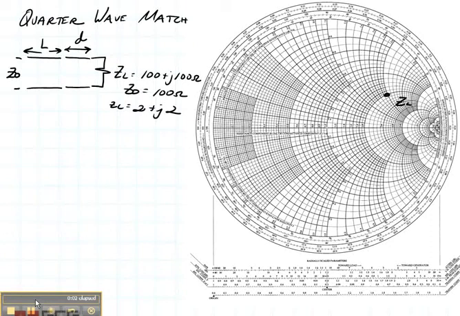Now let's talk about how to use a quarter wave transformer to match a complex load. ZL here is a complex load. It has both the real and the imaginary part. Same load we've been working with, so ZL is plotted here.